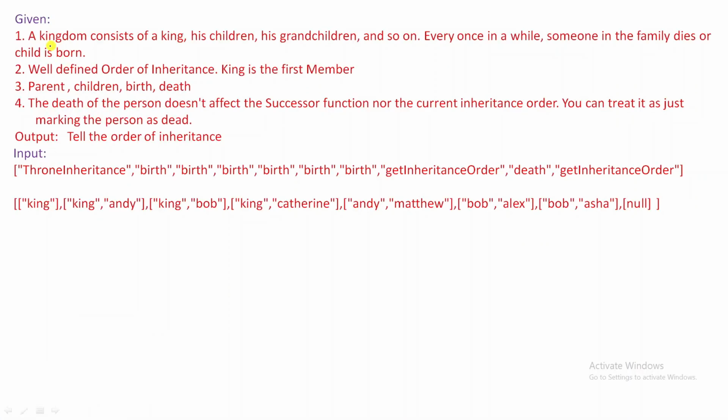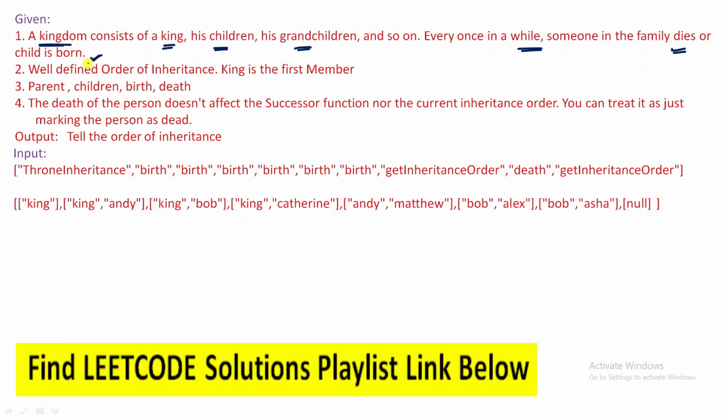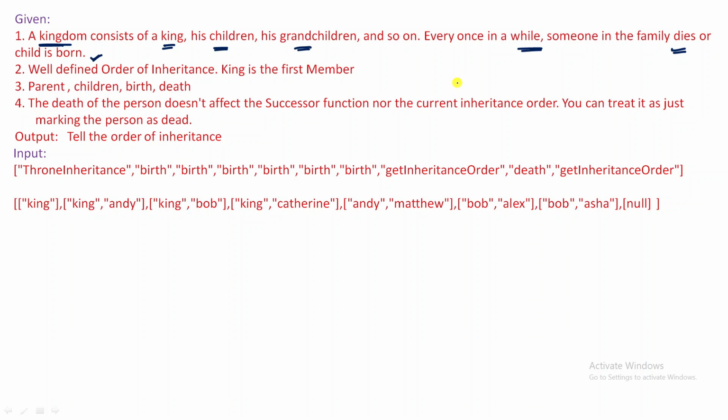The question says that there is a kingdom, and as usual in a kingdom there is a king and there are his children, many grandchildren, and so on. In this kingdom someone dies and someone is born also. As usual someone will be dying in the kingdom, and someone will be taking birth. If the current king dies, who should be the next king? Who should be declared as the new king?